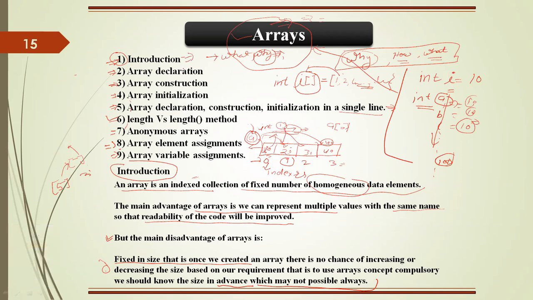Introduction: we covered why array is required and what it is. Then array declaration, array construction, array initialization, and all three things we can do in a single line using curly braces. Length versus length(): length is a final variable allowed for arrays only, and length() is a method allowed for strings.